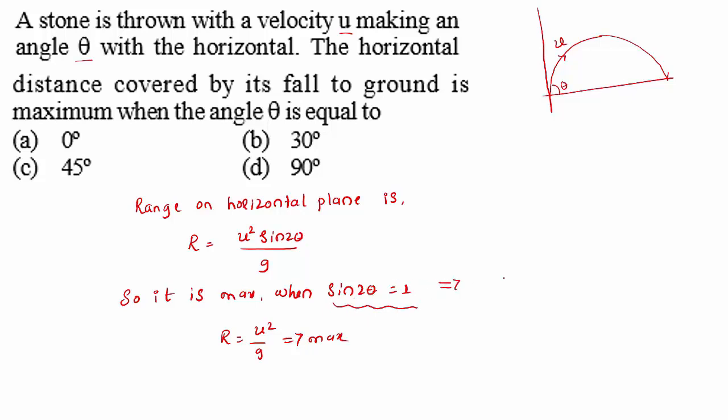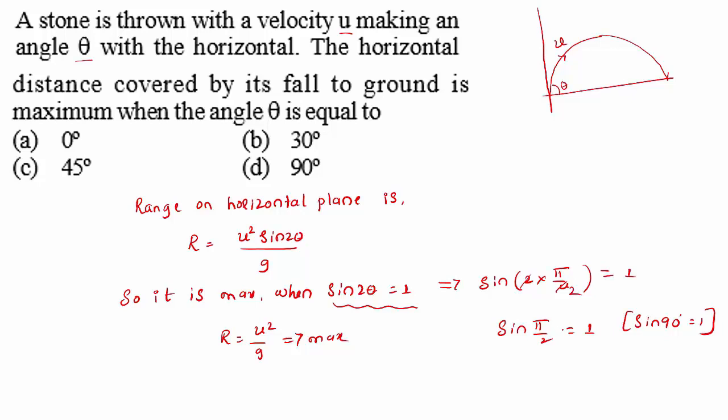Here I can write it as sine 2 into pi by 4 is equal to 1. So 2 1s are 2, 2 2s are 4. Sine of pi by 2 equal to 1. So what is the value of sine 90? Sine 90 is 1, right? So sine 90 is equal to 1.